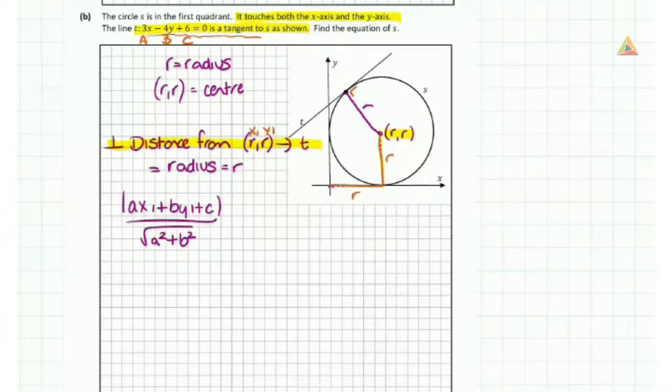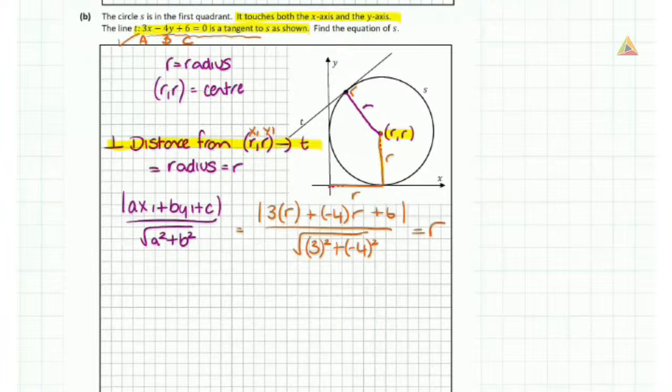And we're just going to sub in, so we get the absolute value of 3 times r plus minus 4 times r plus c, which is plus 6, over the square root of A squared plus B squared. So that's going to be 3 squared plus minus 4 squared. Remember, that's coming from up here, my line. And we know that this time that distance is equal to the radius. So simplifying, on the top line, we're getting the absolute value of 3r minus 4r plus 6. On the bottom line, that's going to work out to be 5, equals my r.